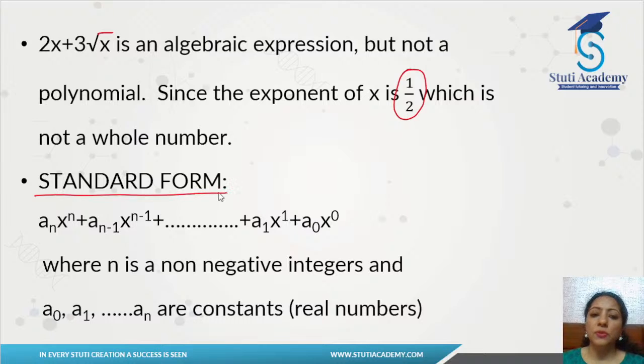Now the standard form of the polynomial is given by a_n x raised to n plus a_(n-1) x raised to n minus 1 and so on, up till a_1 x raised to 1 plus a_0 x raised to 0, where n is a non-negative integer and a_0, a_1 up to a_n are constants. They are all real numbers. Now children, in standard form for a polynomial, we usually write the highest power first, then the power below that and so on. So the powers of the variables must be in decreasing order. Like if I have a third degree polynomial, I'm going to write the x cube term, then the square term, then the x term, and then the constant term.